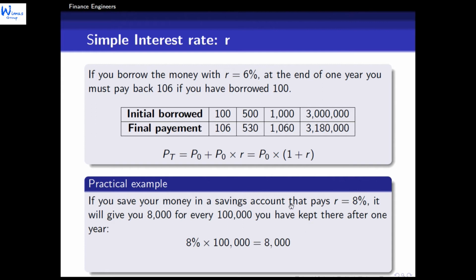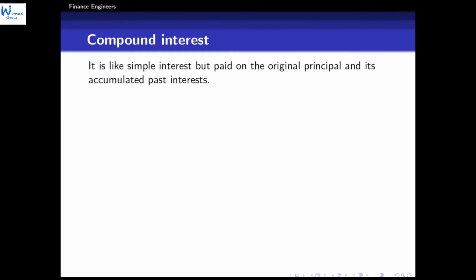And the good thing for this savings account is that usually they are using what we call compound interest, which is a powerful tool that I like a lot. This compound interest is just like simple interest, but it is paid on the original principal and its accumulated interest. I hope that this is clear. You put some initial principal, after 1 year it will generate some interest, and for the second year, the principal now is the interest and the original principal combined.